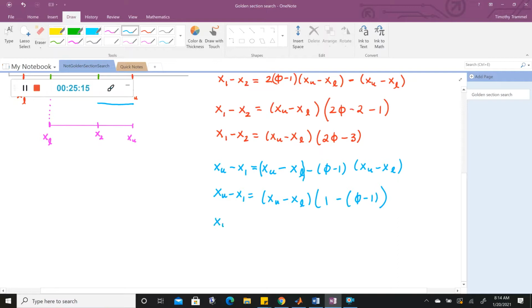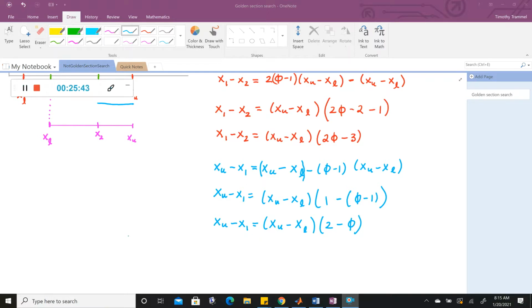So we have x upper minus x1 is equal to x upper minus x lower, and then times, and that's going to give us a negative phi there, isn't it? Okay, a minus phi, and then we'll also have a double negative, so we'll end up with 1 plus 1. So this is 2 minus phi here in the parentheses.